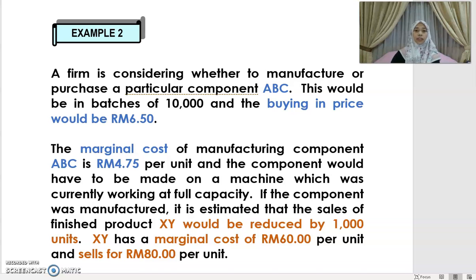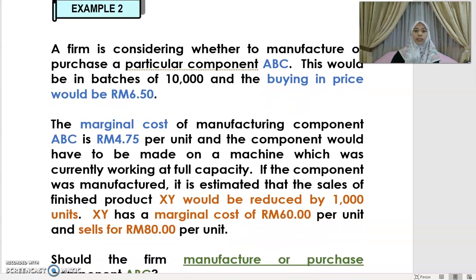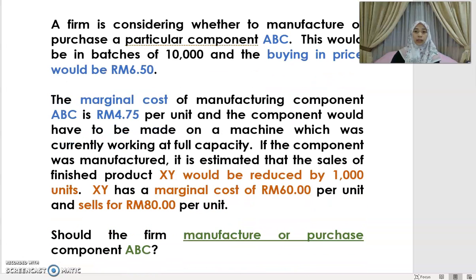So a firm is considering whether to manufacture or purchase a particular component, ABC. This would be in batches of 10,000 units and the buying in price would be 6 ringgit and 50 cent. So you want to decide whether you want to manufacture or you want to purchase ABC. Okay, that ABC would be in batches of 10,000 units, and if you want to purchase that, the price per unit would be 6 ringgit and 50 cent.